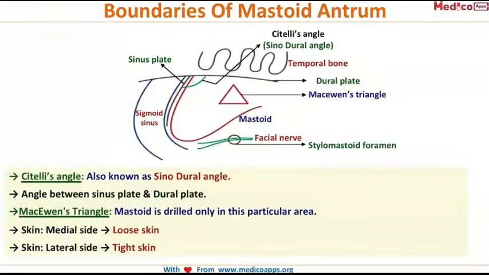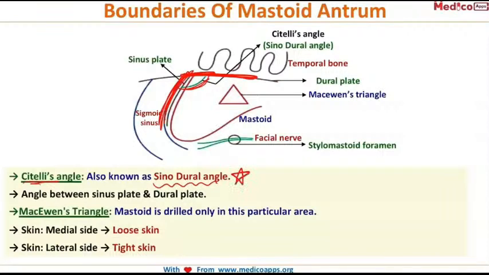Now, what is Citelli's triangle? It is also known as the Sino Dural angle. You can see here the Sino Dural angle. It is the angle between the sinus plate and the dural plate. That is easily seen from the diagram. It is the angle between the sinus plate and the dural plate. This is known as the Sino Dural angle.